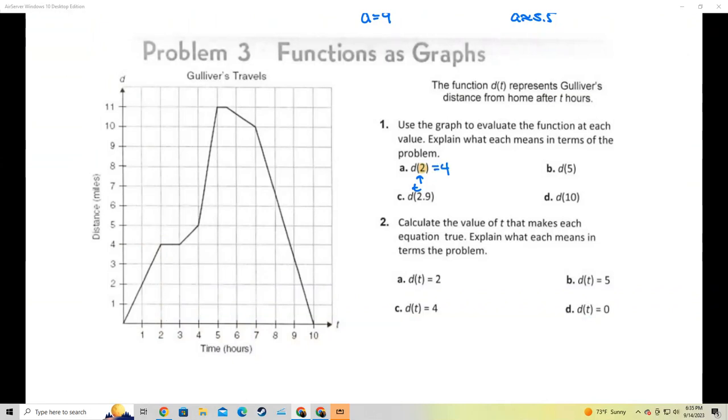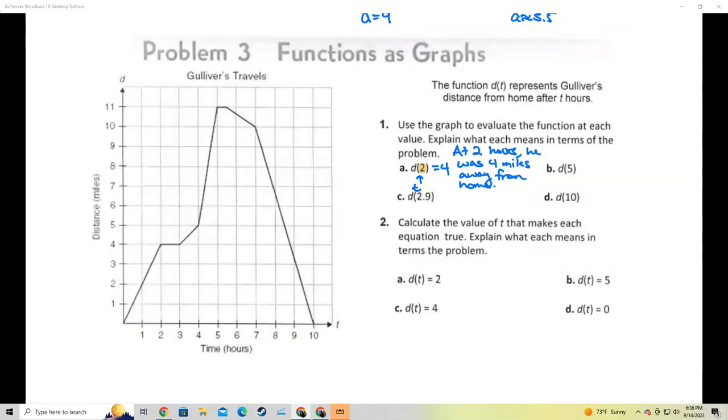As far as what does this mean? Remember, 2 was the time. At 2 hours, that 4 was a distance from home. He is 4 miles away from home. So I'm going to say at 2 hours, he was 4 miles away from home. And that takes care of letter A.